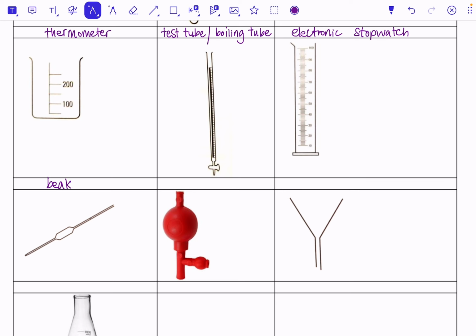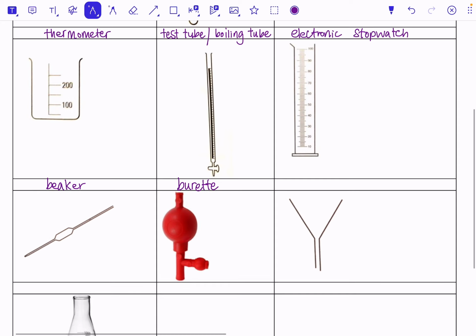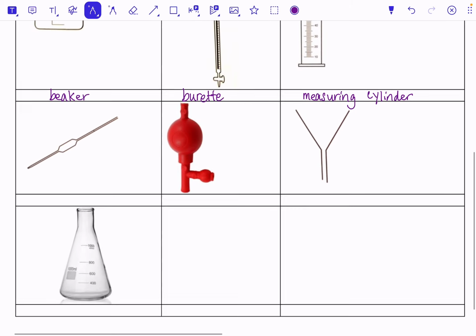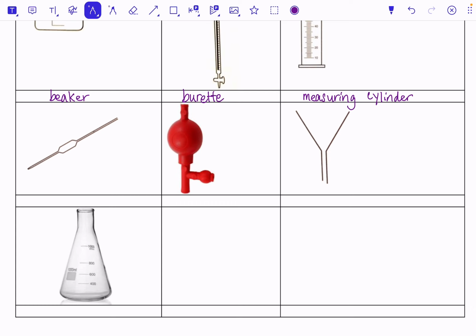This is a beaker. The next instrument should be pretty new to most of you, so this is probably your first time encountering it. I will not be surprised if you don't know what it's called. It's called a burette. I will explain more later on. This is a measuring cylinder. The next 2 apparatus are something that you're probably not familiar with as well. This is a pipette, and this is a pipette filler. More will be discussed later on.